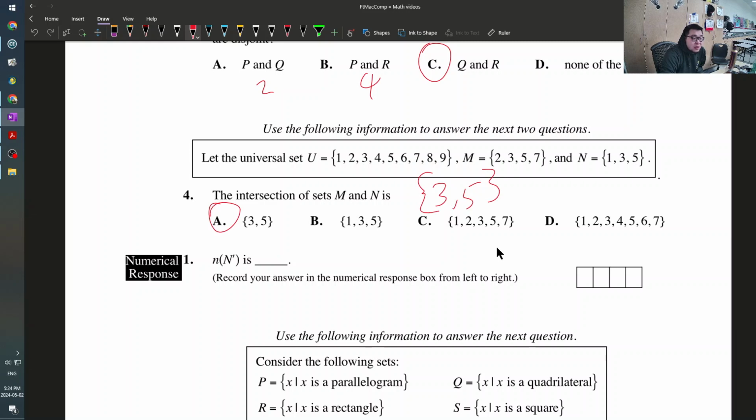Okay, the number of elements that are not in N. So N has 3 elements, and in the universe, there are 9 elements. So the number of elements in N is equal to 3. Therefore, the number of elements that are not in N is 6. 9 minus 3 is equal to 6.